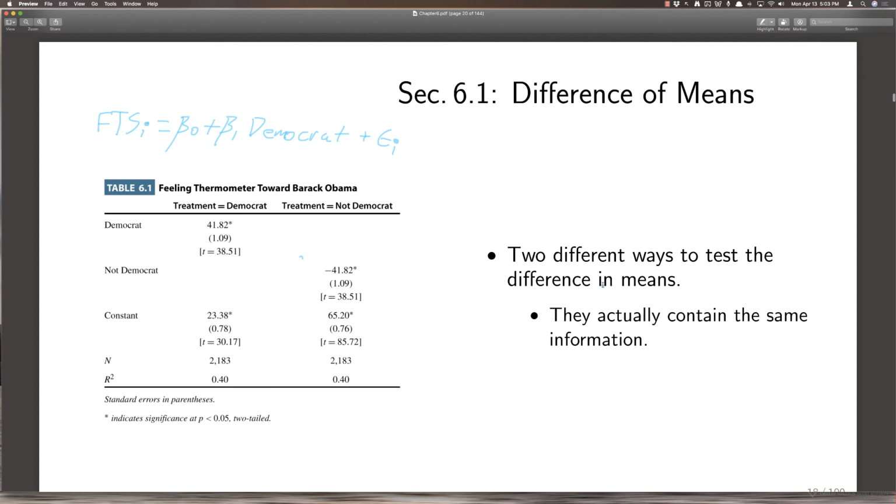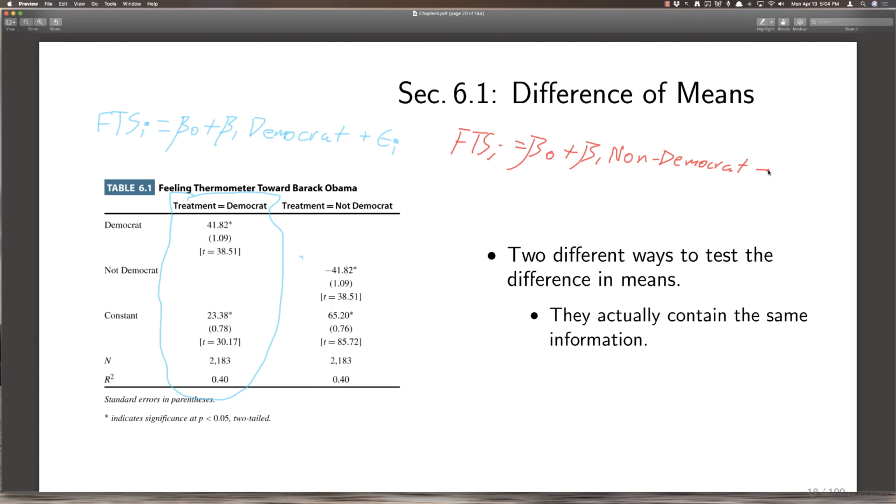All right, so there are two different ways to test the difference of means, and they actually contain the same information. In this first column, we have run this one. Let me color code this. This is the blue column. The other one is feeling thermometer score of person i equals beta naught plus beta 1, but now the dummy variable is non-Democrat.